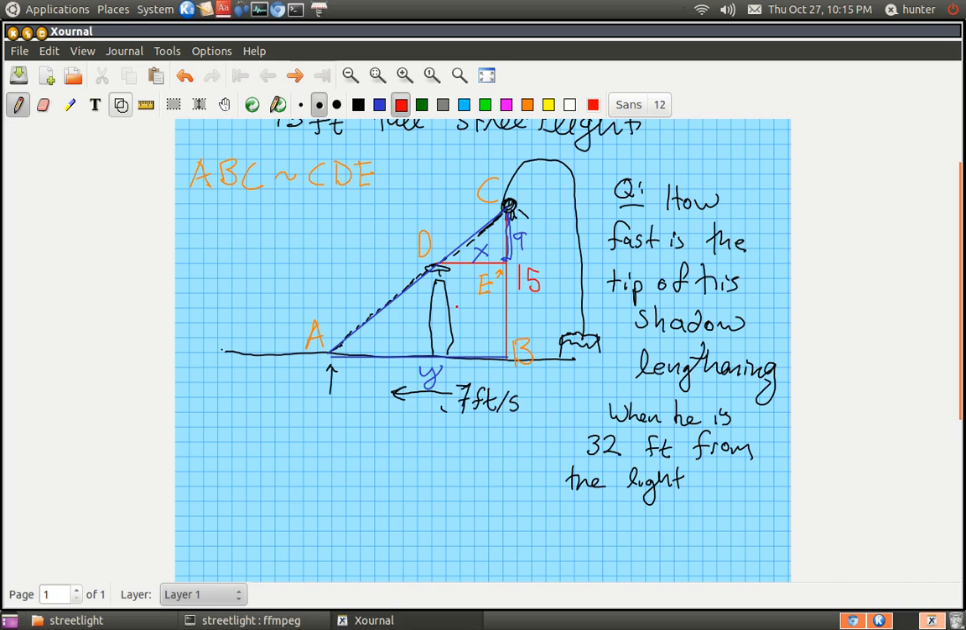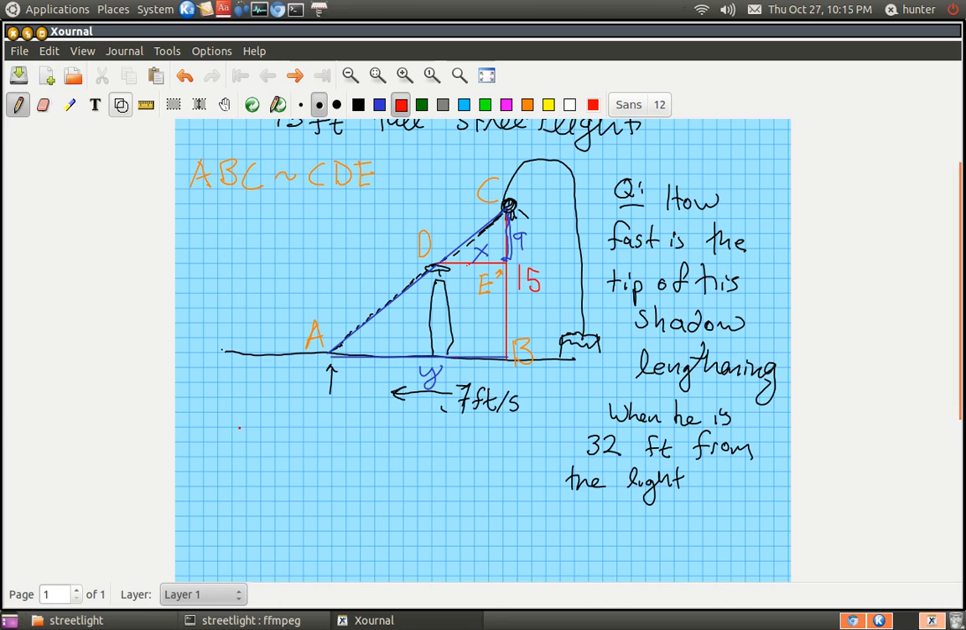And why are they similar? Well, they both have a right angle here, and they have this angle in common, so that must be the same for both triangles. The only thing left to show is that this angle is the same as this angle. That's true because both of these lines are horizontal, so of course they're going to hit this line at the same angle, because they're parallel. So that gives you similar triangles.